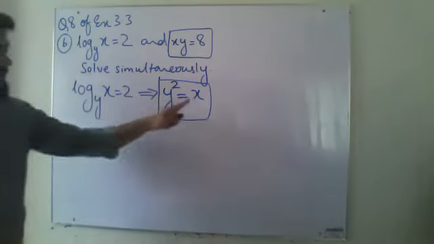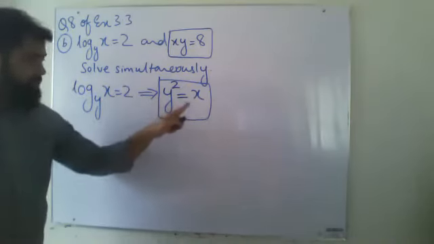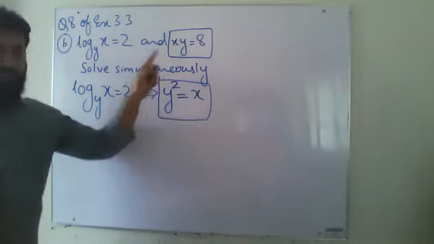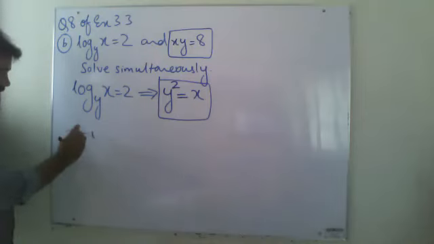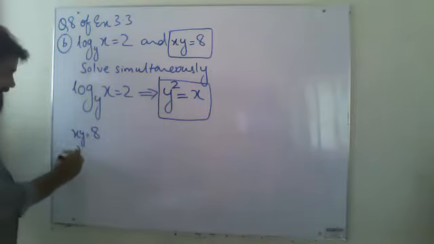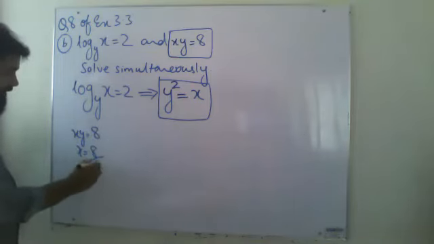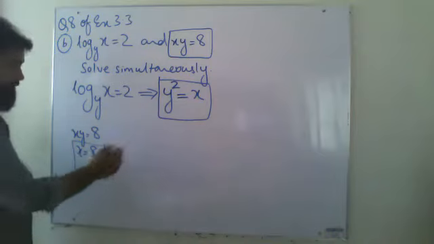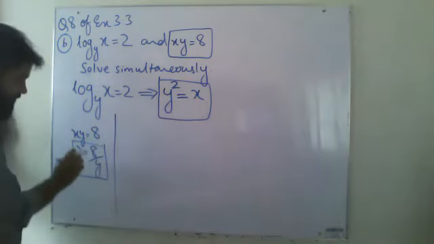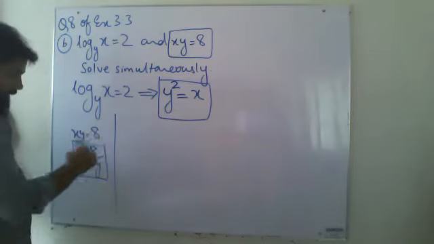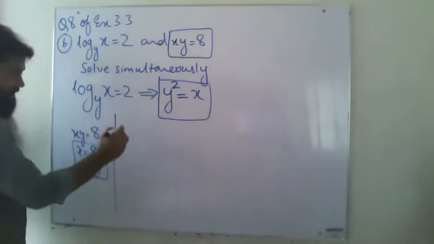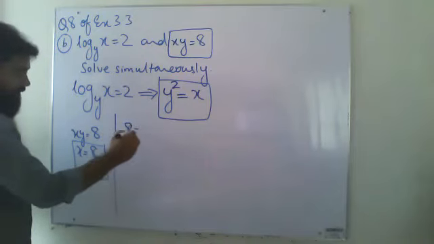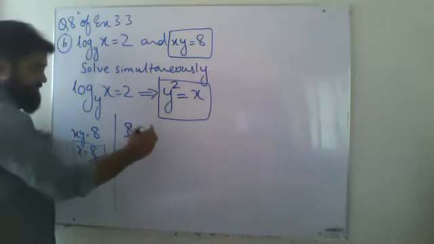Right? Over here it is in terms of y squared and the subject is x. So I am taking this equation over here, xy equals 8, which means x equals 8 over y. Now I'm going to compare this one with this one. So this is x, this is also x, both x are equal. So the other side will also be equal. 8 over y equals y squared.